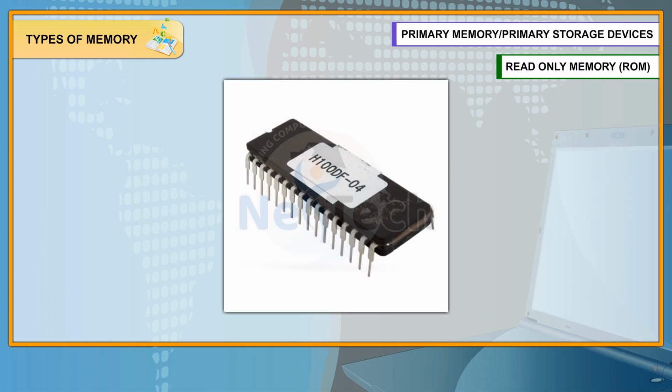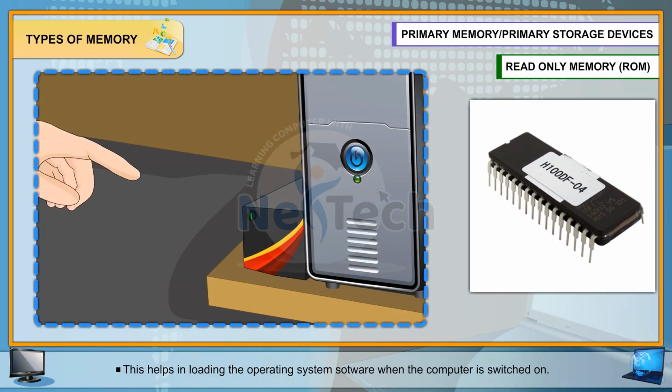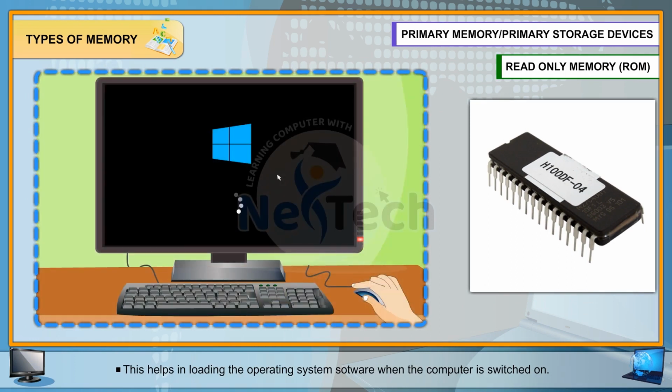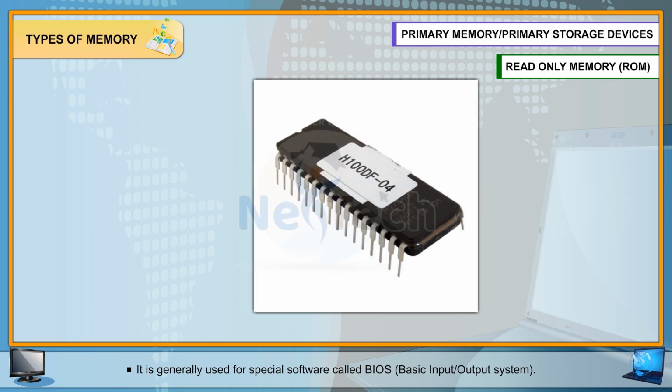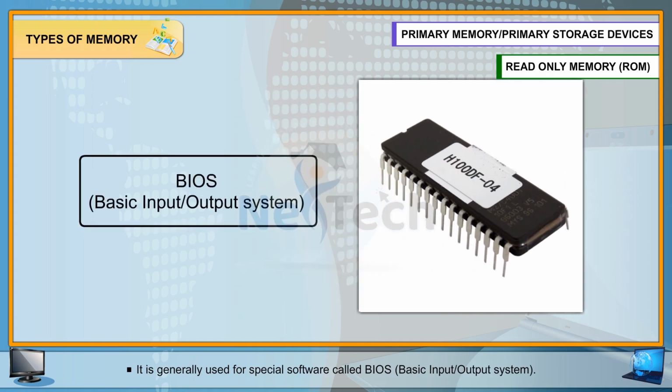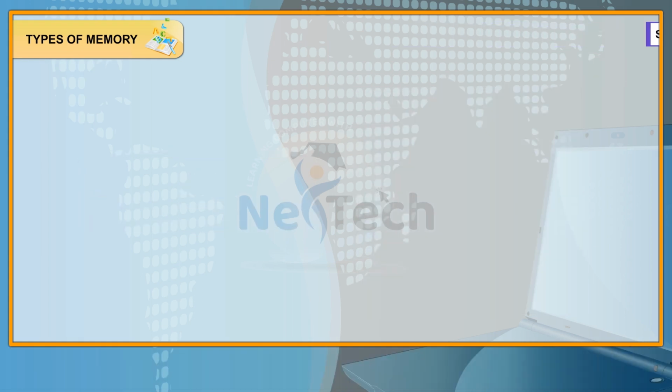Read-only memory, ROM. This helps in loading the operating system software when the computer is switched on. The data in ROM is pre-recorded. You cannot change the instructions stored in ROM. It is non-volatile in nature. It keeps the information stored even after the computer is turned off. It is generally used for special software called BIOS, Basic Input Output System.